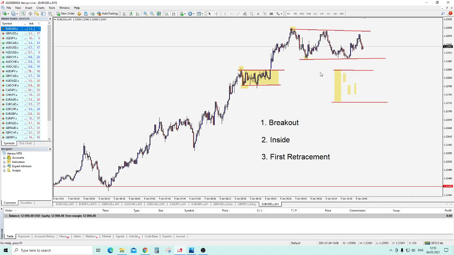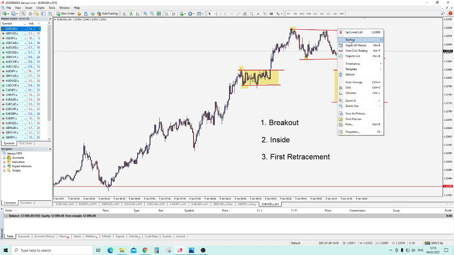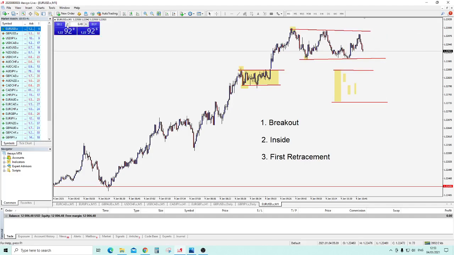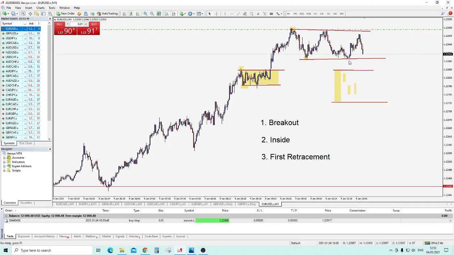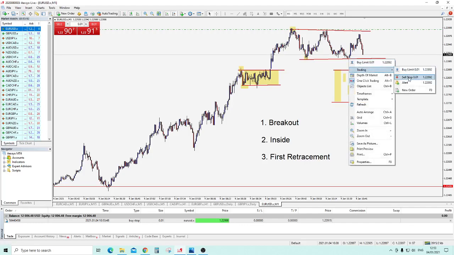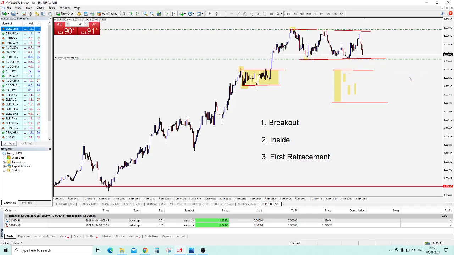So now we basically have three ways to trade a sideways market. The first one is a breakout. We wait for the break of this consolidation. Let me just decrease this to the minimum. So you can set a buy order at the top and a sell stop order at the bottom, and wait for the breakout of the consolidation. That's the first way to do that.